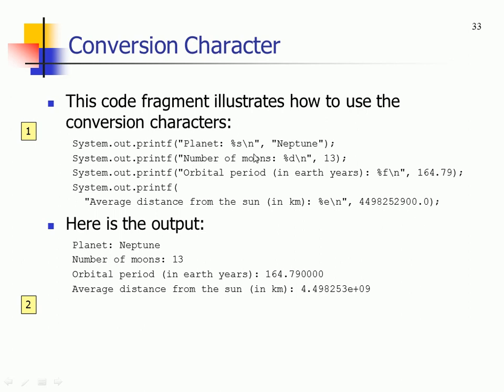The next line, number of moons, they have %d for decimal integer and a carriage return. So the 13 is going to output right there. So we got 13. Orbital period in Earth years, saying %f, so it's a floating point. We're not specifying how many at this point. Okay, 164.79. And that's why we get all this. Then here, average distance from the sun in kilometers. This is scientific notation, and that's where we get that. So, okay? It's not too hard.